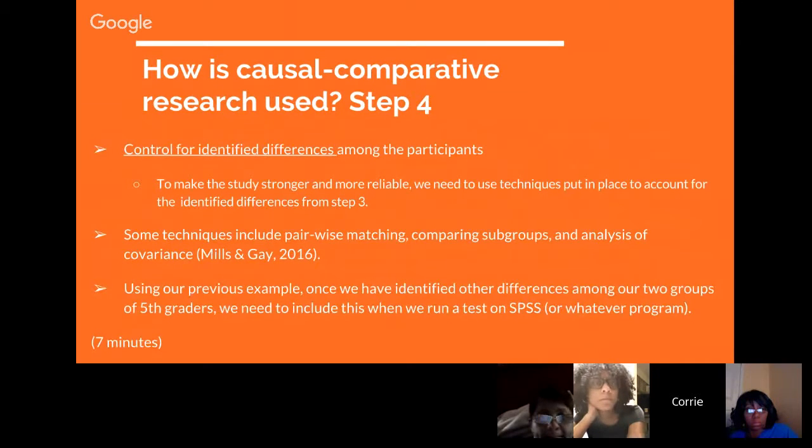In step 4, we've already identified our differences. Now we want to control for them among the participants. To make the study stronger and more reliable, we'll need to use techniques put in place to account for the identified differences from step 3. Some techniques may include pairwise matching, comparing subgroups, and analysis of covariance.